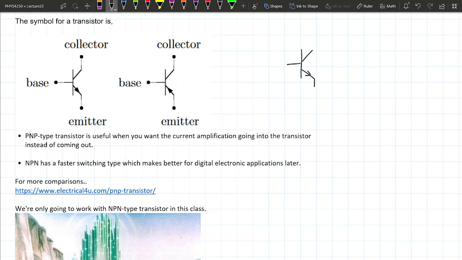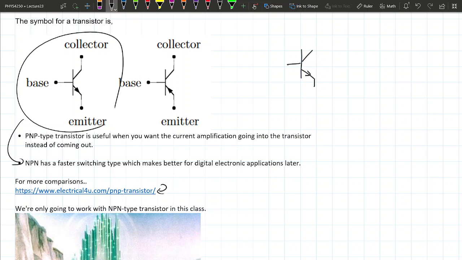We're going to focus mostly on this type, which is going to be the NPN transistor. If you see a diagram where you have the current flowing into the transistor, those are called PNP type transistors. They're very good for current amplification, but they are slower switching. The details of this are just based on their structure, but we don't really need to go too far into it.